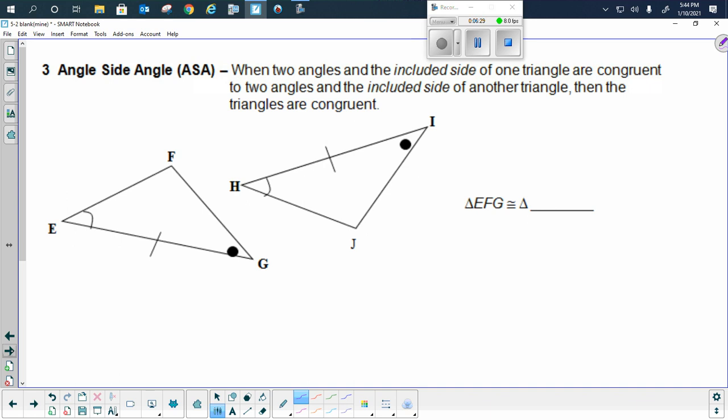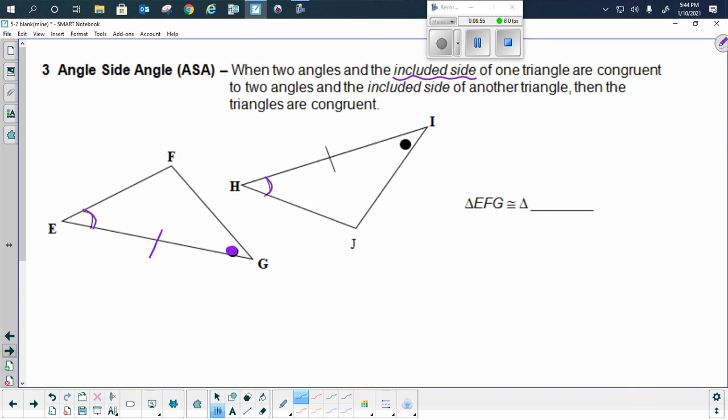All right, number 3, angle side angle. So when two angles and the included side are congruent on one triangle to another, two angles and an included side of another one, then the triangles are congruent. So again, notice we have two angles, and if you mark the side between them, that's what we mean by the included side.